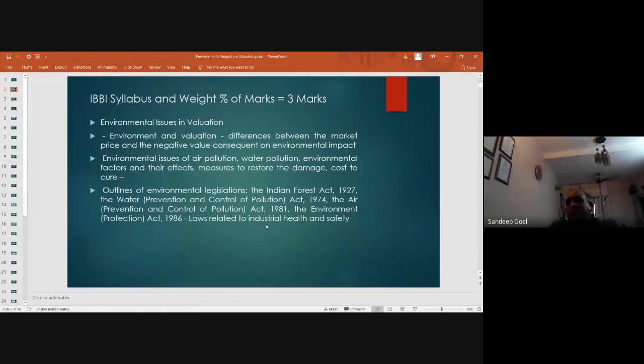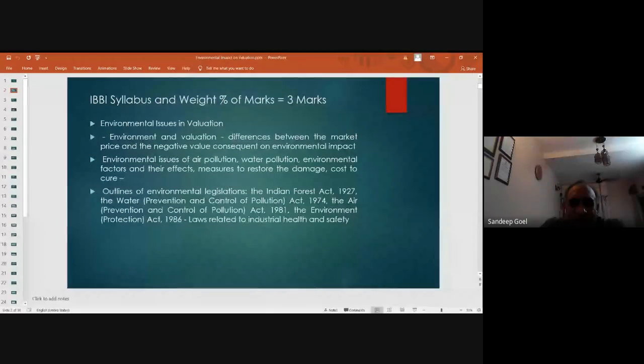When a valuation report is prepared, in the morning I discussed in detail each and every aspect of the valuation, how the reports are prepared and how the values are arrived at. And there is some impact of environment. How will the environment impact the valuation? Anybody from you?